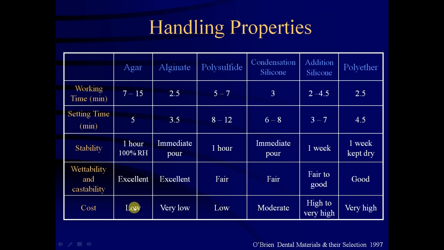Cost: agar is low cost. Alginate is very low. Polysulfide is low cost. Condensation silicone is moderate. Addition silicone is high to very high, and polyether is very high because these two produce accurate details and have good dimensional stability. So their cost is very high. I hope this table is clear and you have to be thorough with this table.